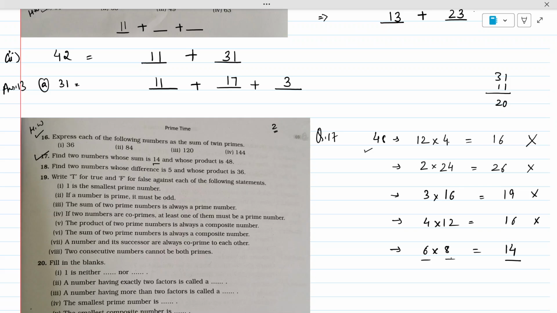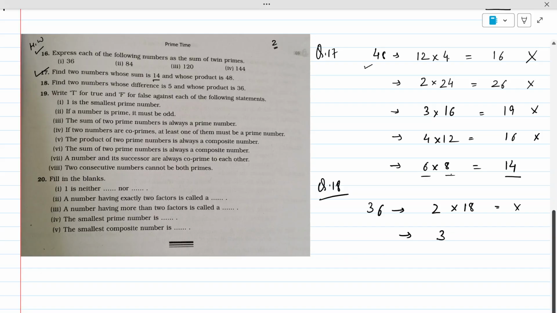Now find two numbers whose difference is 5 and whose product is 36. So kids, this is very easy. What we are going to do here is we have to again find the factors. Let's start with 2. We have 2 multiplied by 18, right? So the difference is not 5. So this is discarded. Next we have 3.